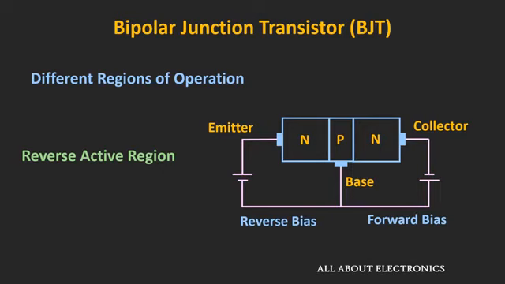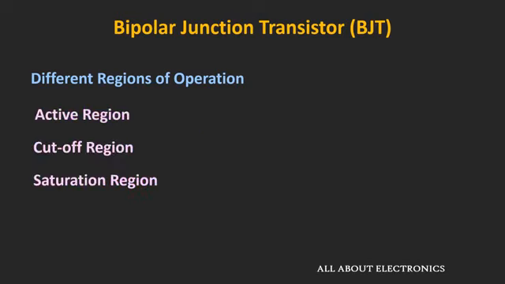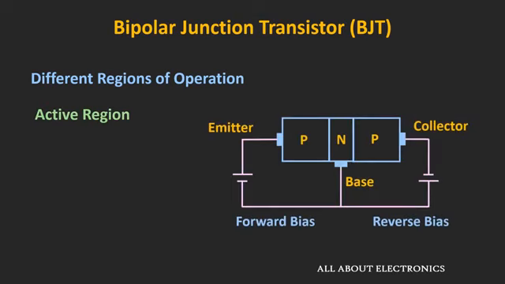Similarly, if we talk about the PNP transistor, then in the active region of operation, the base-emitter junction is forward biased and the collector-base junction is reverse biased. But in this case, the emitter voltage is greater than the base voltage and similarly, the base voltage is greater than the collector voltage.